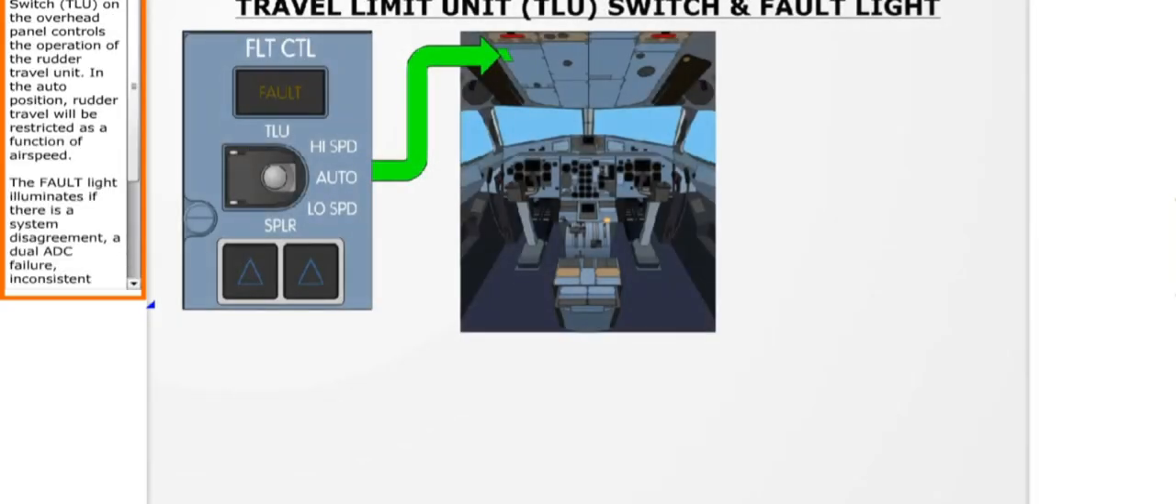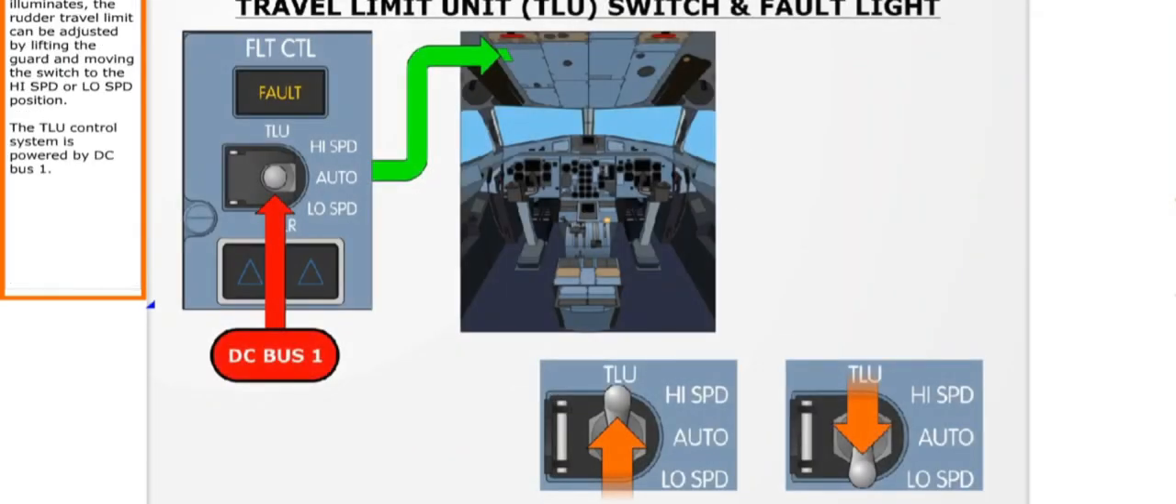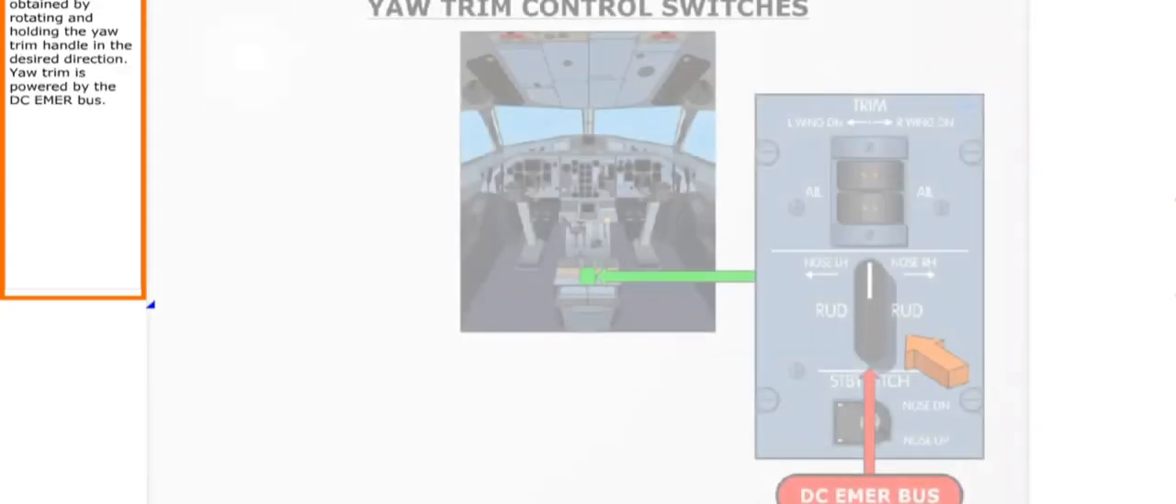The travel limit switch on the overhead panel controls the operation of the rudder travel unit. In the auto position, rudder travel will be restricted as a function of airspeed. The fault light illuminates if there is a system disagreement, a dual air data computer failure, inconsistent air data computer data, or a failure of the TLU position synchronization system. If the fault light illuminates, the rudder travel limit can be adjusted by lifting the guard and moving the switch to the high speed or low speed position. The TLU control system is powered by DC bus 1.